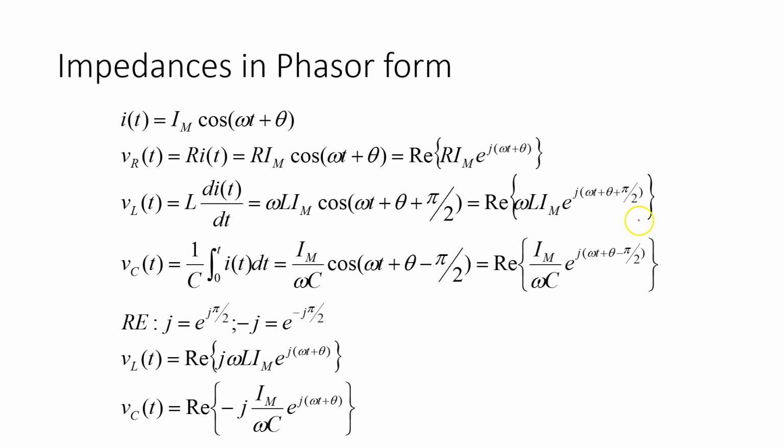I want to go back to this set of equations and look at how we derive impedances in phasor form, because these are the things that define the components. We have looked at representing voltages and currents like this. Here we have the current and here the voltage form. For each of the three components, we have three phasor forms for the voltages: 1, 2, 3.